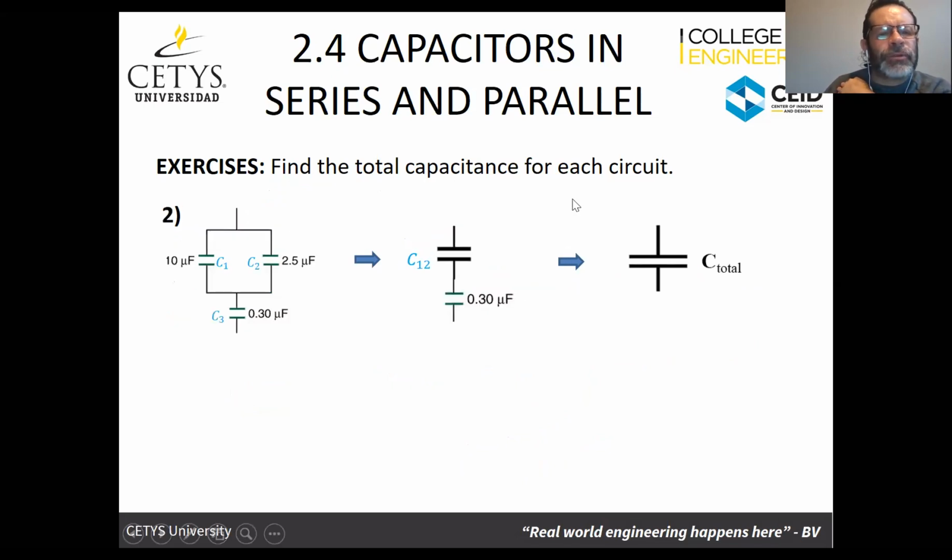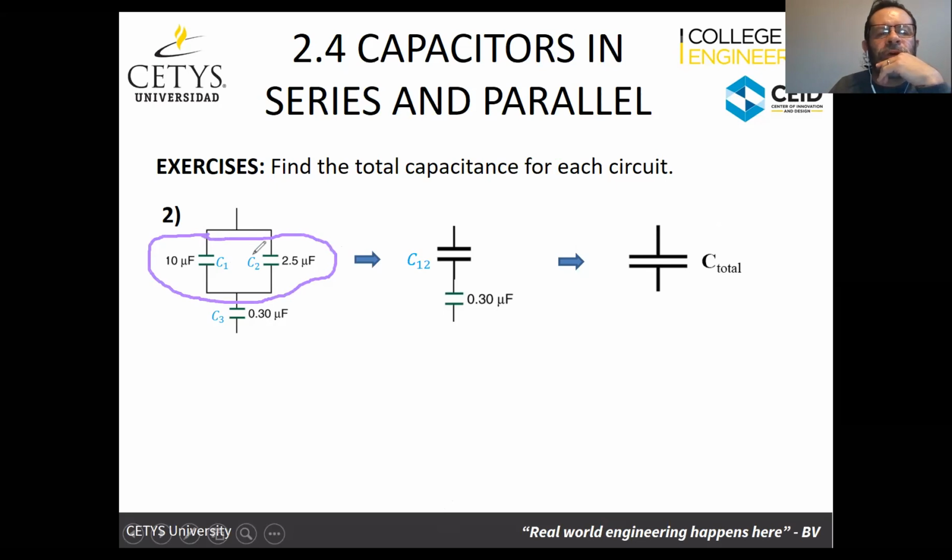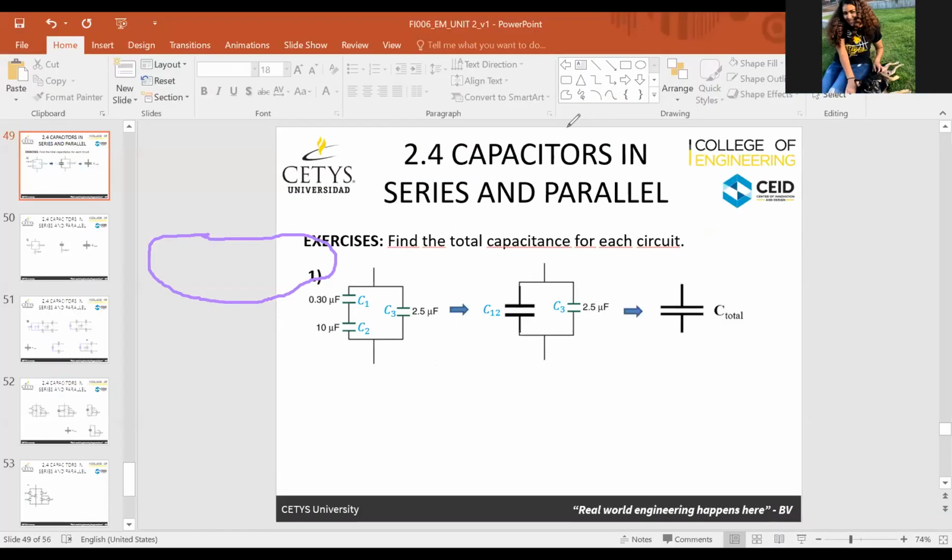Okay. So for the next one, it's a different array here. Now we've got another circuit. This is the circuit we're looking at. This one here. And we want to find the total capacitance for this circuit, okay? And so can somebody tell me what type of connection we have here with these 2? We've also numbered them, C1, C2, C3. Can somebody tell me what type of connection we have there?